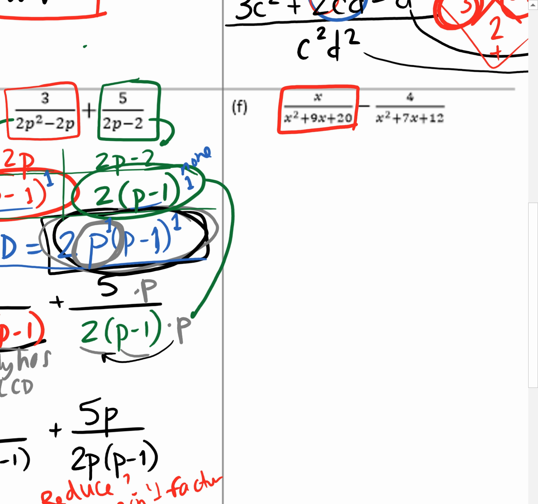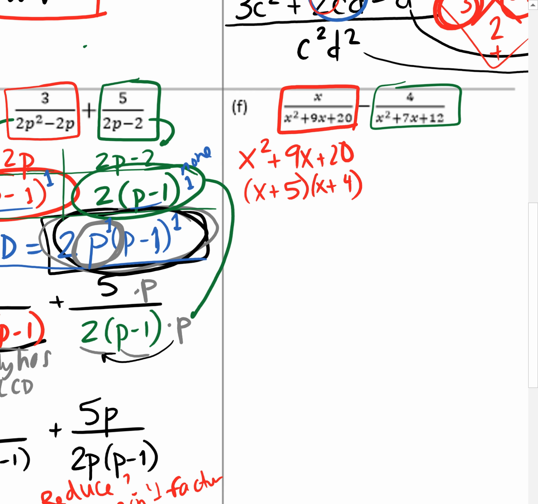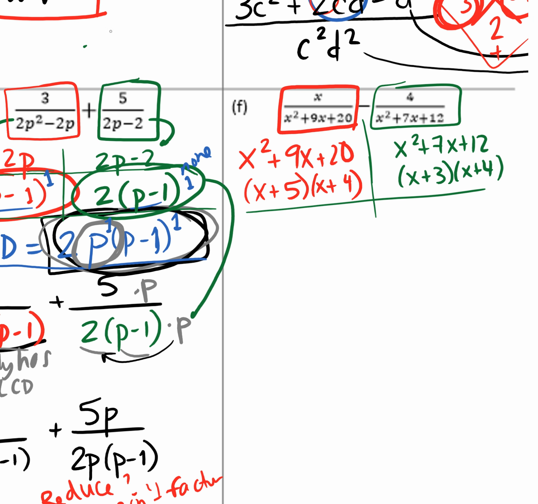I'll focus on the left one first. It doesn't really matter, but I always focus on the left one. If I grab his denominator, x squared plus 9x plus 20, that factors into x plus 5 times x plus 4, or vice versa. In the second fraction, his denominator is x squared plus 7x plus 12. He factors into x plus 3 times x plus 4, or the other way around. Okay, now looking at those two denominators, I think I can figure out the least common denominator.